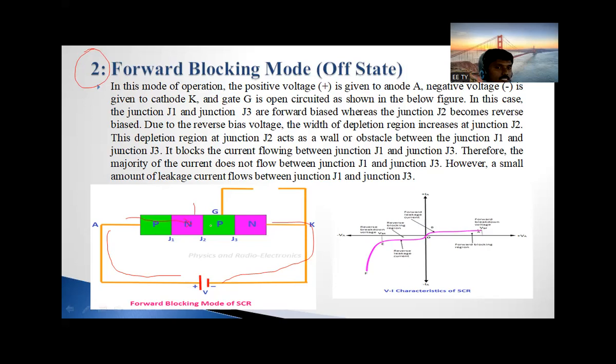But what about junction J2, forward bias or reverse bias? Reverse bias, exactly right. Because the N-type material is connected to positive and the P-type material is connected to negative, so obviously junction J2 is reverse biased. So what happened here? There is a break, and current flow has stopped here.